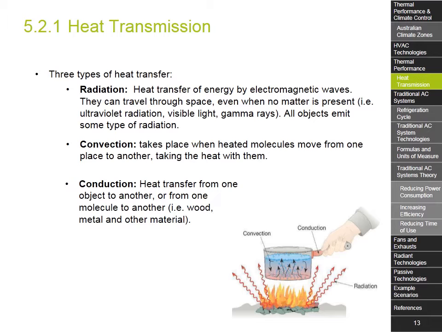Convection takes place when heated molecules move from one place to another, taking the heat with them. Heat can also be transferred from one object to another, or from one molecule to another through the process of conduction. As one molecule is heated, it begins to move and shake rapidly. As it does so, it passes some of its heat energy to other molecules around it. Through this process, all the molecules of an object pass heat from one to another until they are all hot. What is important to note here is that heat always moves from a hotter surface or object to a cooler one, or from a higher to a lower temperature.